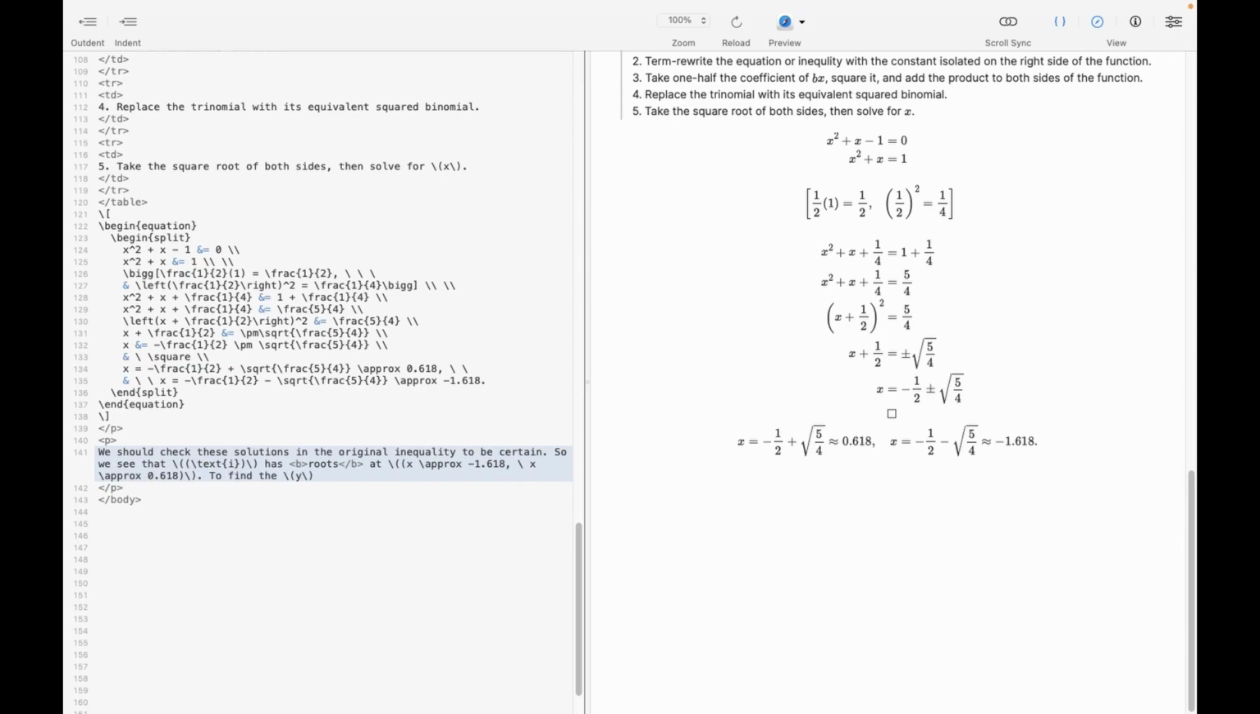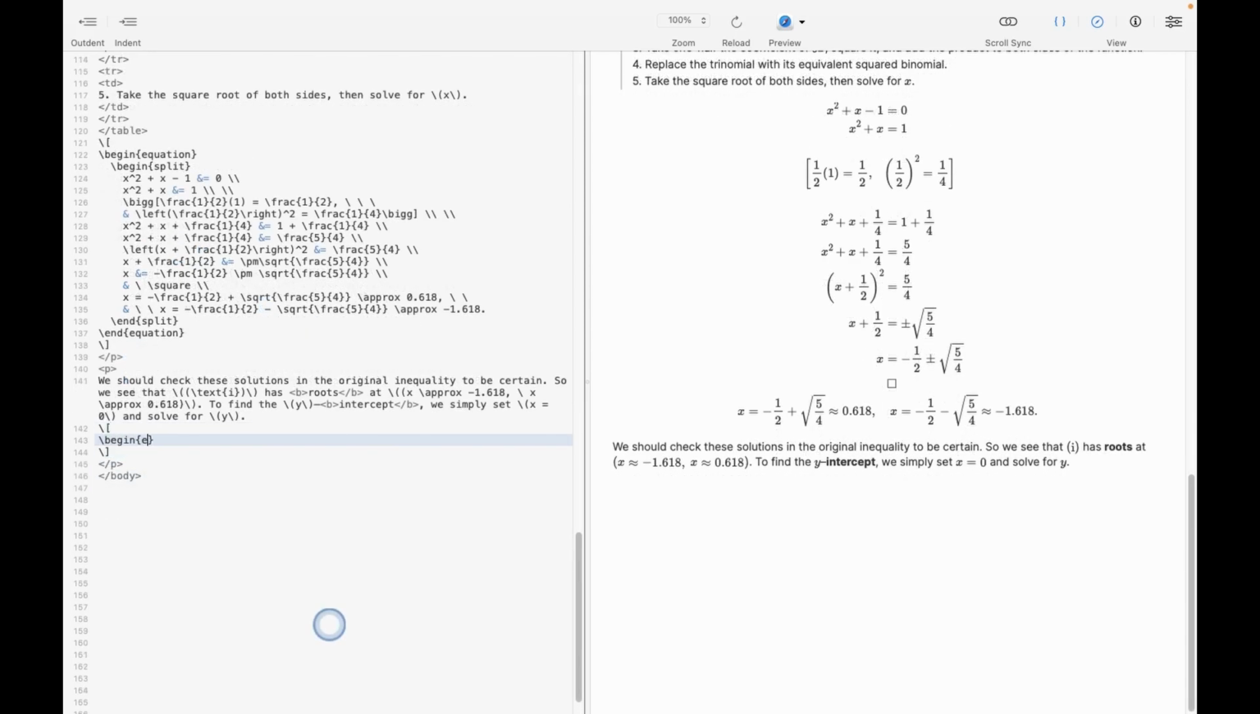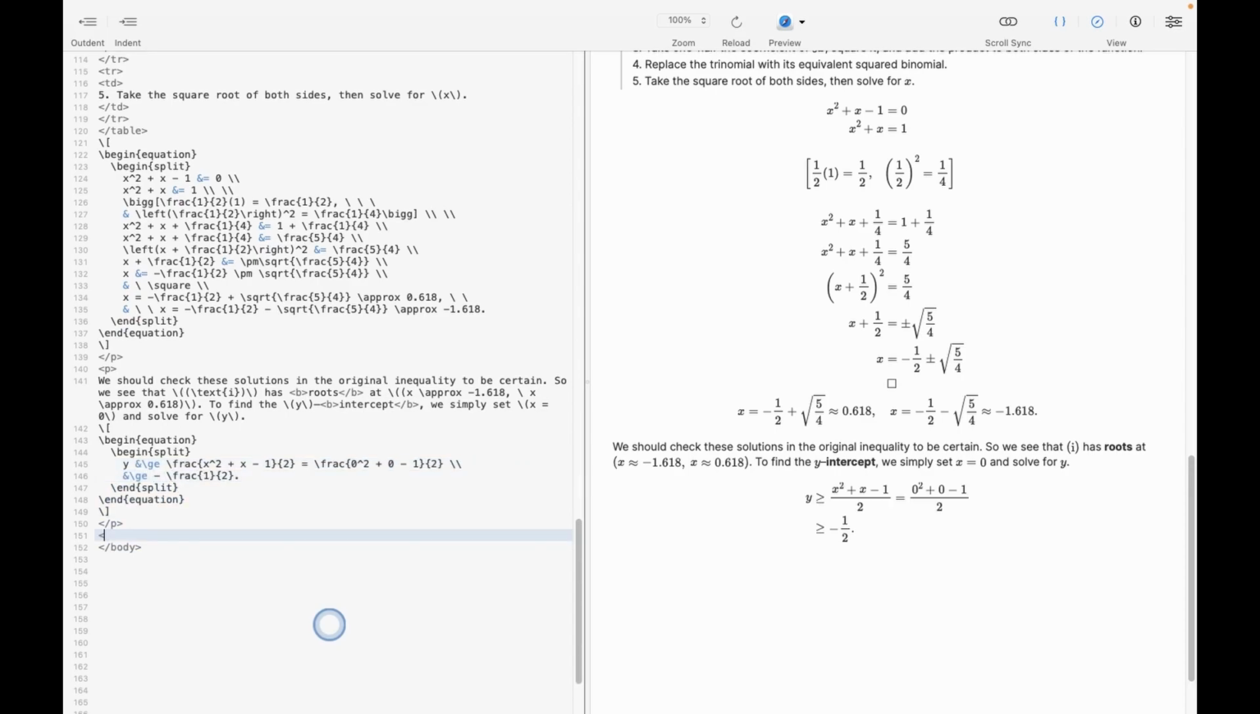Okay, so finding the y-intercept involves a lot less computation in this case. We simply set x equal to 0 and solve for y as follows. Great. Now we have all the necessary components to graph the inequality.